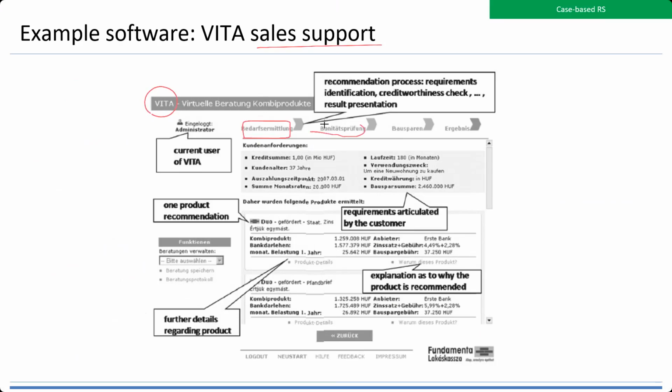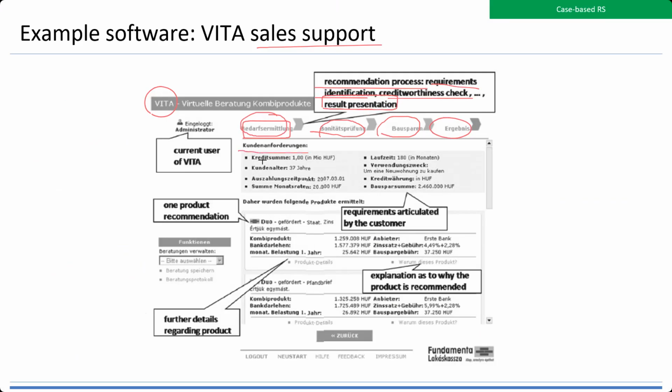This is the first step. This is the second step. This is the third step, and then this is the fourth step. So in the first step, they have the recommendation process. They want to check the requirement. After they check the requirement, they want to do the credit worthiness check. So it's almost the same as the sales support in the previous one, but it is only related to the sales. And at the end, we want to show the result presentation.